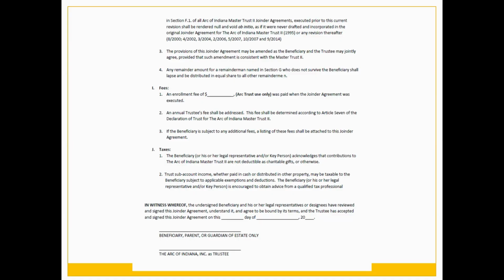If the beneficiary is over the age of 18 and does not have a legal guardian or a power of attorney, then the beneficiary themselves, their parent or grandparent would be able to sign. If there is a guardian of estate or full legal guardian or power of attorney, they will be the individuals who will be asked to sign the joinder agreement. If there is only a guardian of person for the beneficiary, they may sign the joinder agreement where indicated.